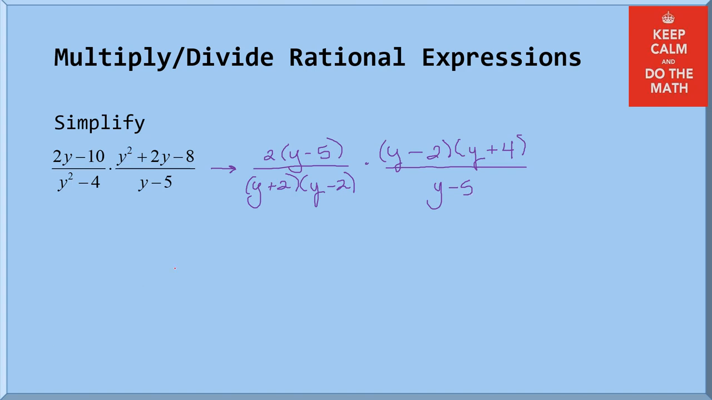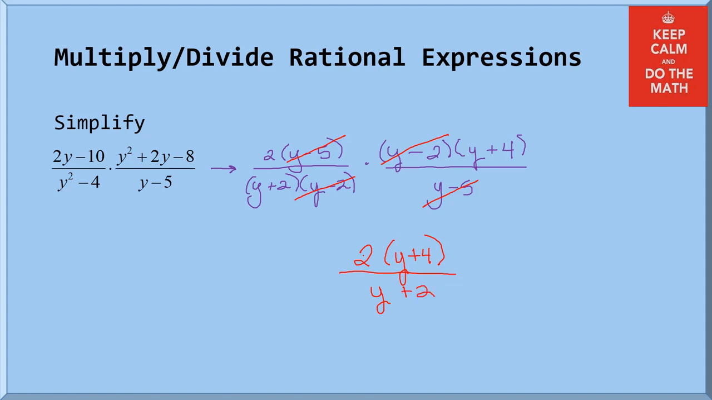Now we need to reduce by finding all of our fractions of 1. So let's go ahead and start here with y minus 5. That can be reduced with y minus 5 over here. Y minus 2 can be reduced with y minus 2 here. So what I'm left with, I'm going to write down as my answer. So 2 times y plus 4 over y plus 2.